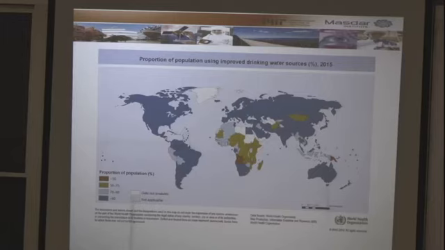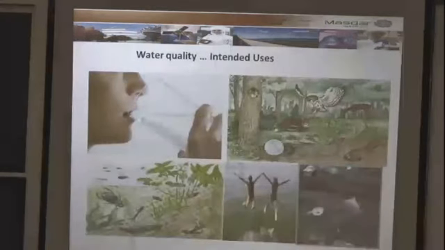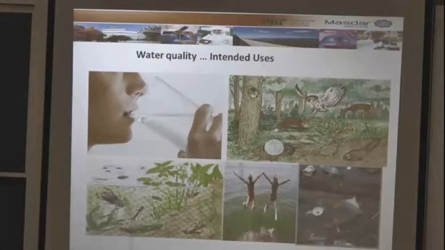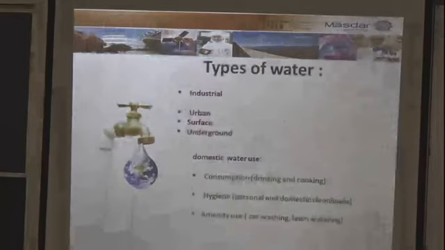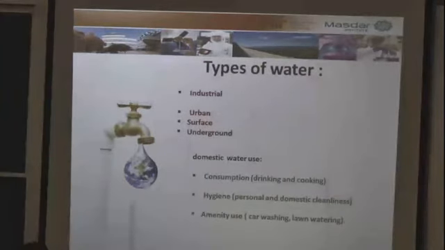So here you can see Pakistan falls under about 90% water treatment. I think there is so much cooking and boiling, so that's why we have improved water resources, which is fine in a few good countries. Then the water quality intended for uses. We can see how different types of uses, then we can decide. The types of water: industrial water, urban water, industrial wastewater, urban wastewater, municipal wastewater, and surface water, canals, rivers, or trench water, and underground water, which is pumped out.